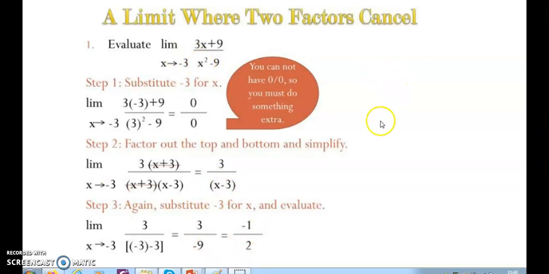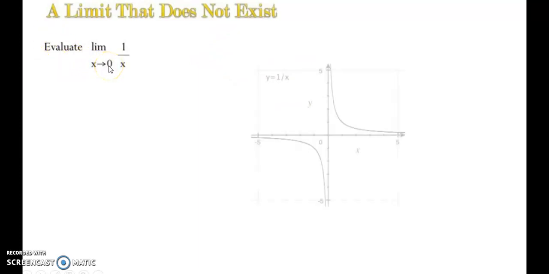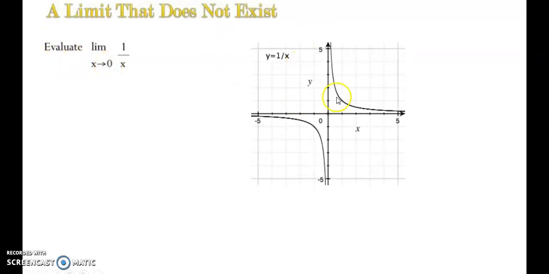Now let's see a problem in which the limit does not exist. We have to evaluate the limit of this function when x approaches 0. Here is the graph of this function. Now you can clearly see from this graph that if you approach the value of x as 0 from the left hand side, your output will be negative infinity.